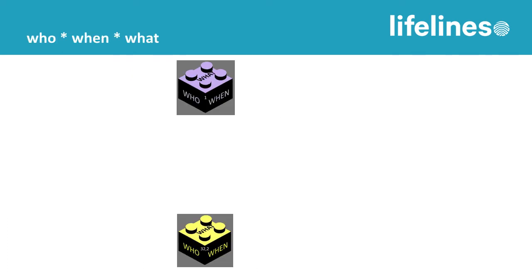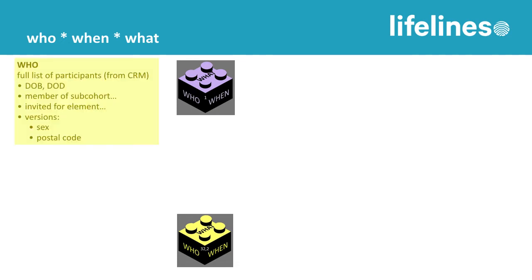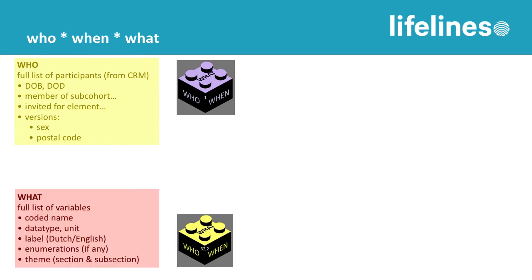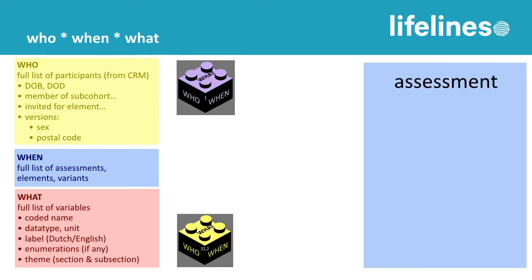So how do we organize these data points and this metadata? We have a long list on our data platform with participants and their basic characteristics. And we have a long list of variables and their basic characteristics. And we have a long list of assessments with their elements and variants. And that I will briefly explain.